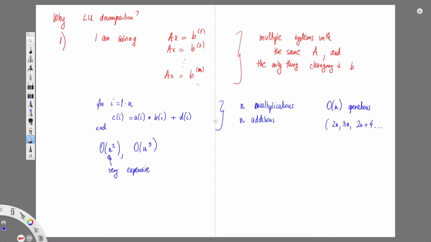Increasing the size of the problem increases work. So increasing the size of the problem 10 times increases work 100 times. So 10 squared.